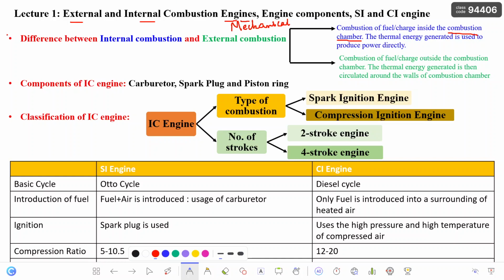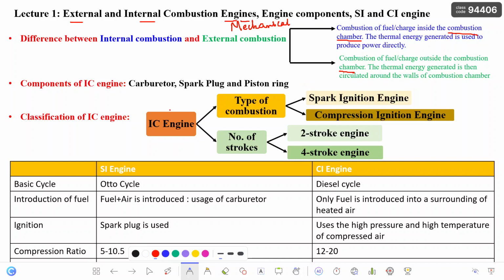In an internal combustion engine, which is our main interest in this course, there is a chamber, an engine or a combustion chamber, and the combustion takes place inside this chamber. All the processes, like the power generation or the expansion, whatever the cycle, the few steps in a particular cycle, are done in the combustion chamber. Everything takes place in a single chamber, and that is why we call it internal combustion, because the combustion takes place inside the combustion chamber.